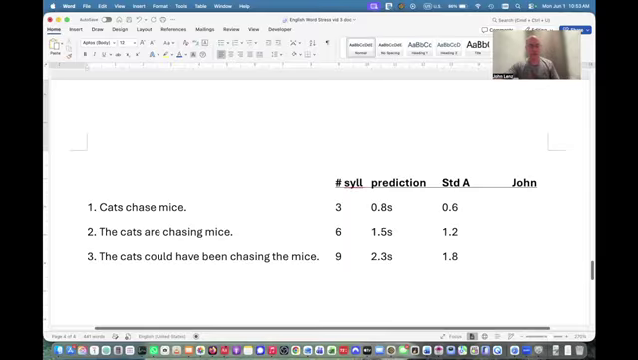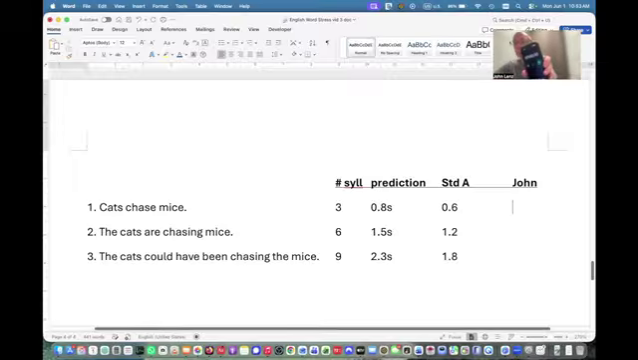However, here comes John, and he reads sentence number one, and I've got my stopwatch here. So here we go. Ready? Cats chase mice. 1.5. So slow, so slow. Gee. Sentence number two. The cats are chasing mice. Eh? 1.5 again? What's wrong with John? Something strange is going on here. Well, let's try the third sentence. The cats could have been chasing the mice.